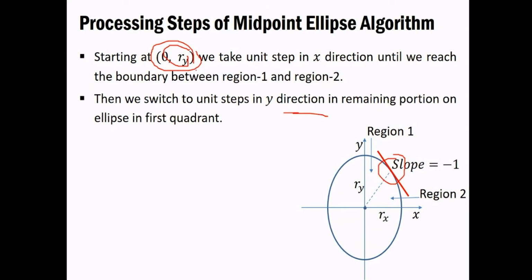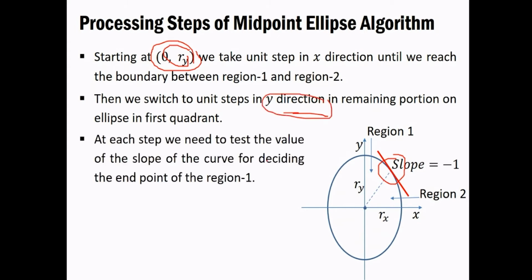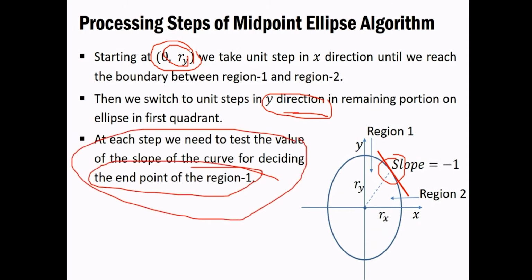Similarly, in short, if you are considering this case, you just have to go in the x direction, and if you are switching your region, then you have to go in the y direction. Now at each step we need to calculate the value of the slope of the curve for deciding the endpoint of region 1. As I told you in this lecture, you have to calculate this value at each and every iteration. If you get that particular -1 value, then you have to simply switch and go into region 2.